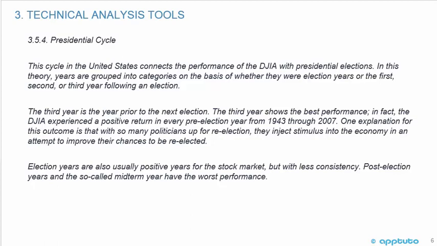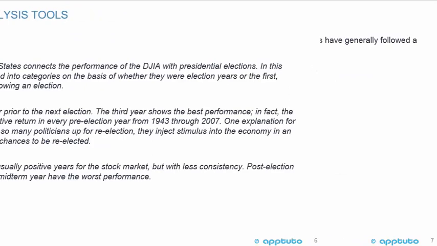One explanation for this outcome is that with so many politicians up for re-election, they inject stimulus into the economy in an attempt to improve their chances of being re-elected. Election years are also usually positive years for the stock market, but with less consistency. Post-election years and the so-called midterm years have the worst performance.